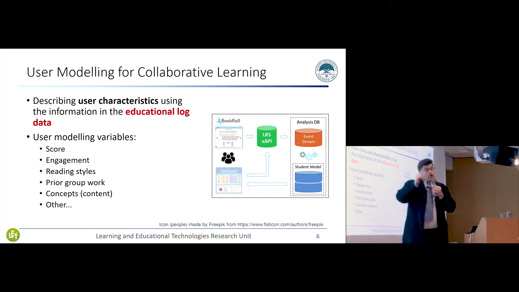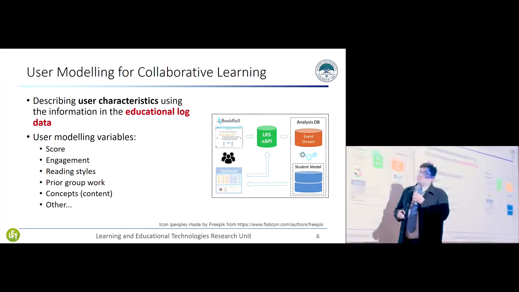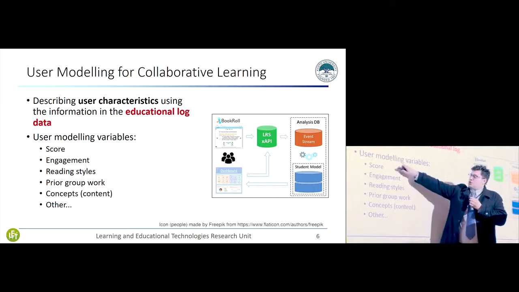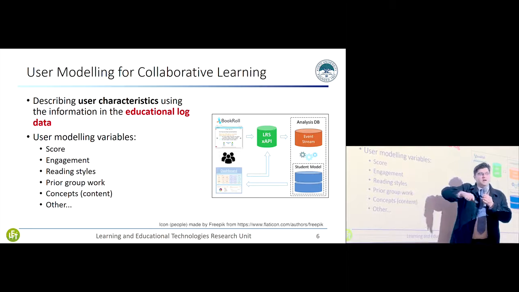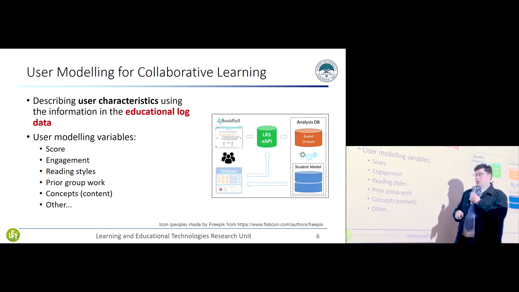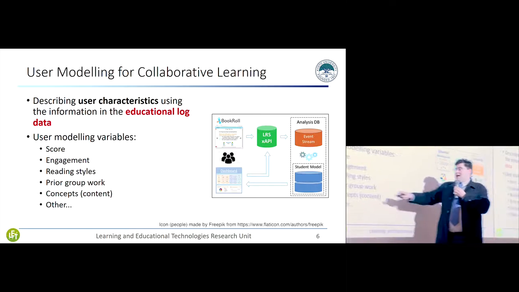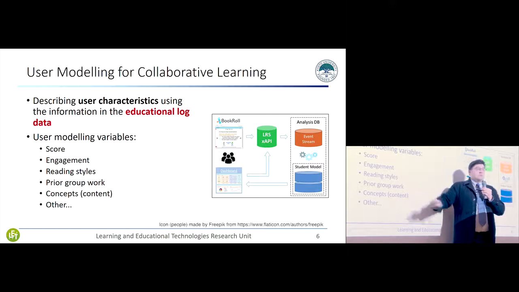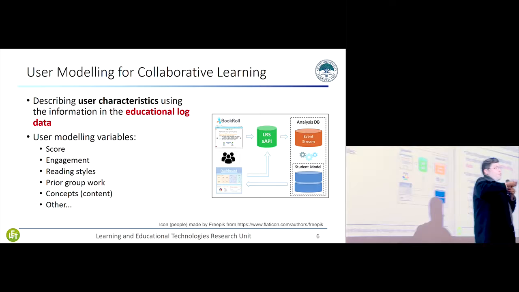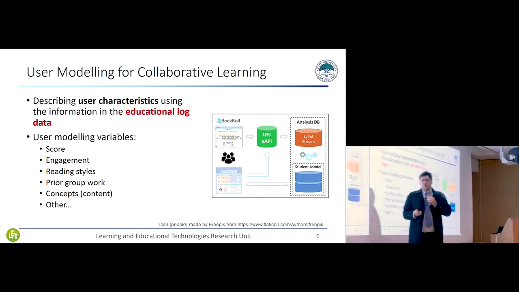Okay, so in any case, for collaborative learning, for group work, we need this a lot. We need this student model a lot, because we want to use all these variables: scores, engagement, reading styles, how our students read, are they fast, are they slow, do they jump, do they return, do they reread, and so on. Prior group work, if they were good at group work before, whether this can improve their future group work, how is the content related to their success, and how can we use this for group work? Some students know some content, some students know it less, the other students are good at something else. Brandon will talk about it a little bit more later.